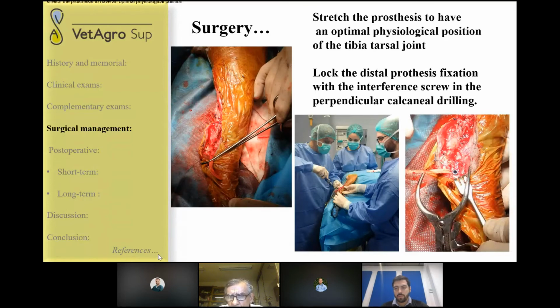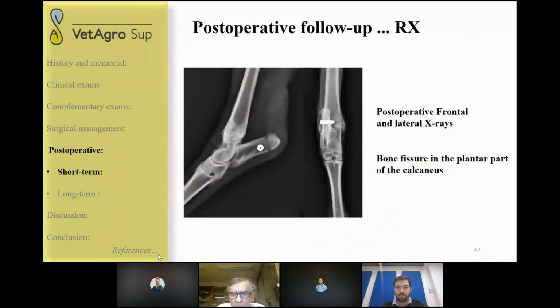This is a picture we have at the end of the suture, and I always verify that I have enough screws in the lateral side and also screws in the medial side. I palpate the calcaneus in the medial part. Next slide, please. On the X-ray, you can see the right placement, good placement of the screw, under the tunnel.